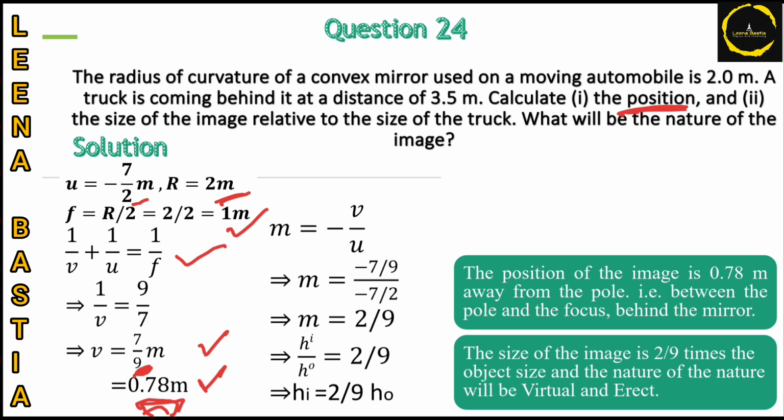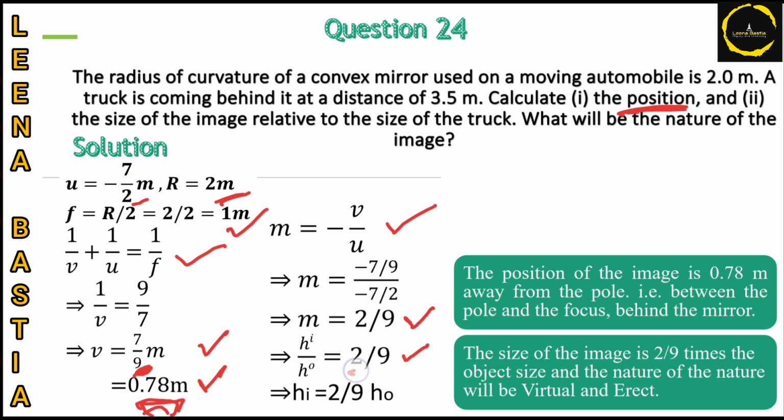Now again, for getting the size of the image, we have to use the same formula, m equal to minus v by u. Substituting the values, the m value will become 2 by 9. Again we know hi by ho is 2 by 9, so hi equal to 2 by 9 times ho. Same thing, only in the previous question we got 0.15. Here 2 by 9 we have to mention. Whatever value we got, we have to mention that way.